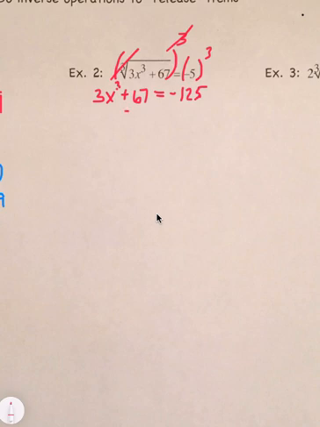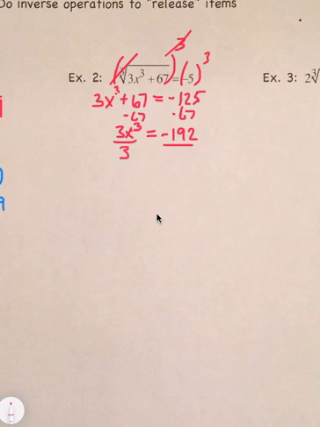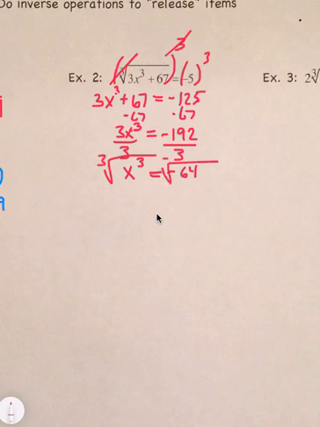All right, so we need to subtract 67 from both sides. So I get 3x cubed equals negative 192. I need to divide by 3. So I have x cubed equals negative 64. If you have something cubed, how do you get rid of something cubed? You take the cube root. When I take the cube root, I'm left with x equals, and the cube root of negative 64 is negative 4, because negative 4 times negative 4 times negative 4 is negative 64.